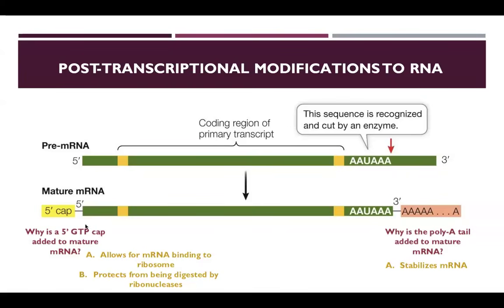Another thing that happens is that a 5' GTP cap is added, as well as a polyadenosine tail. So your coding region is here. The introns are cut out. The GTP cap is added at the 5' end because it allows mRNA to bind to the ribosome. It also helps make sure that as it's getting transported from the nucleus to the ribosome, it won't be digested by any ribonucleases. And then the polyadenosine tail is added to mature mRNA to help stabilize it.